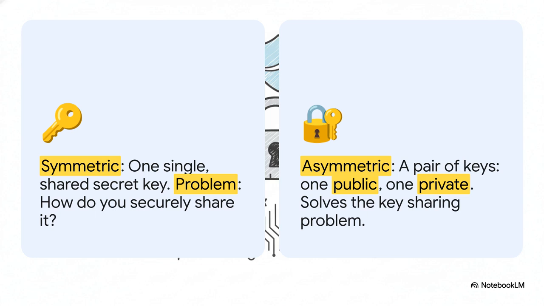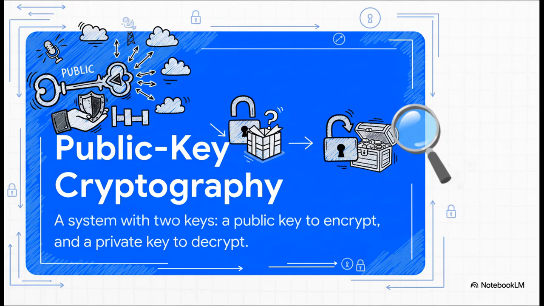Asymmetric cryptography completely flipped this on its head by creating a pair of keys that are linked together mathematically. And this is the part you really have to get. You create a key pair. One is your public key. You can give this to anyone. You can post it on your website. You can shout it from the rooftops. It doesn't matter. The other key is your private key.